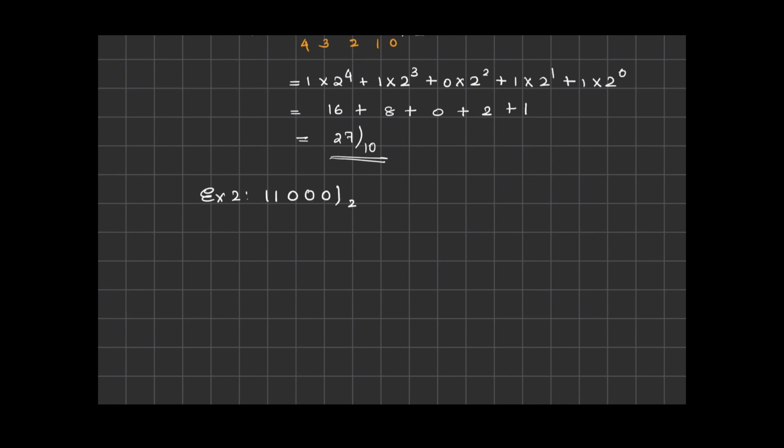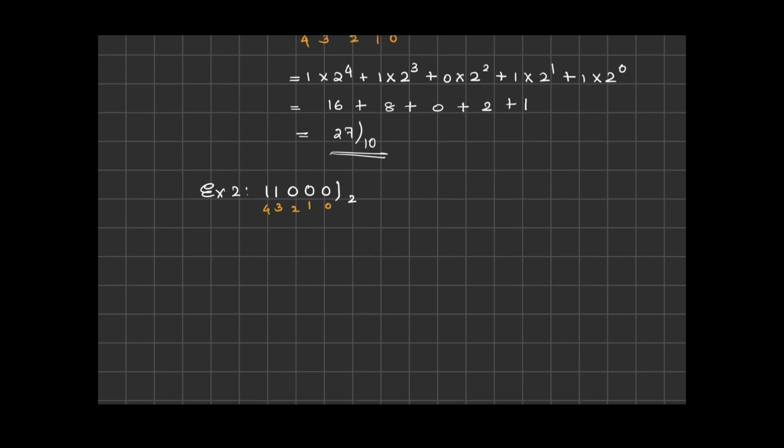Here we have another example, 11000 in binary. We have the place values written there. Here we have 1 into 2 raised to the power of 4 plus 1 into 2 raised to the power of 3, which is equal to 16 plus 8, which is equal to 24 in decimal.